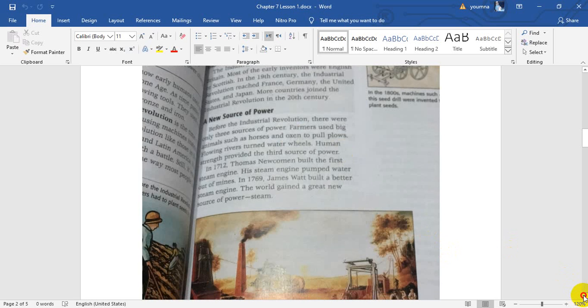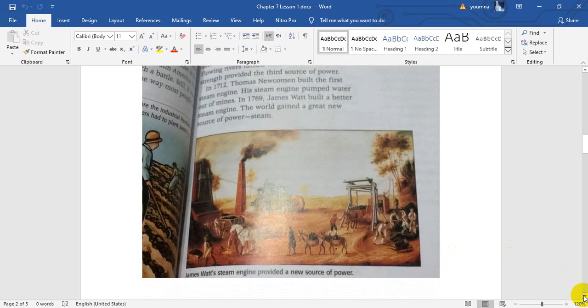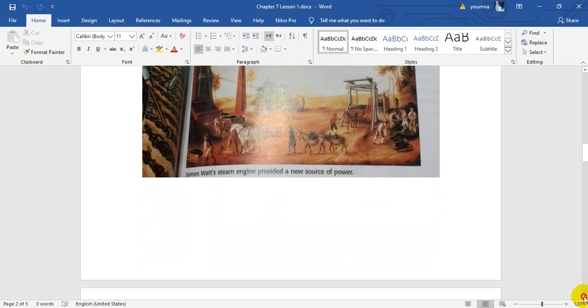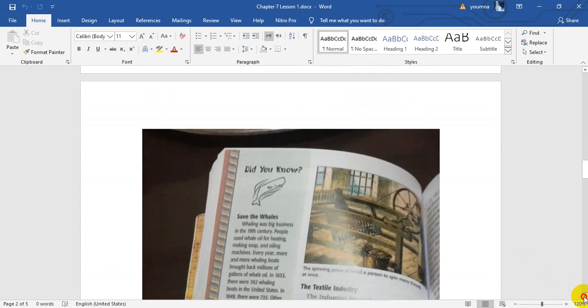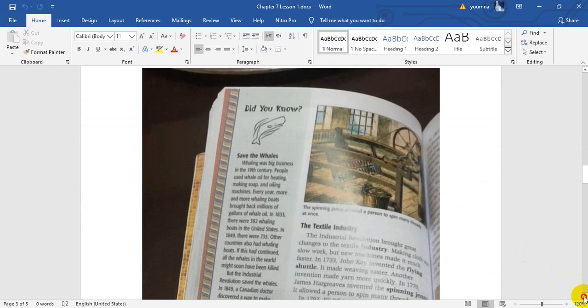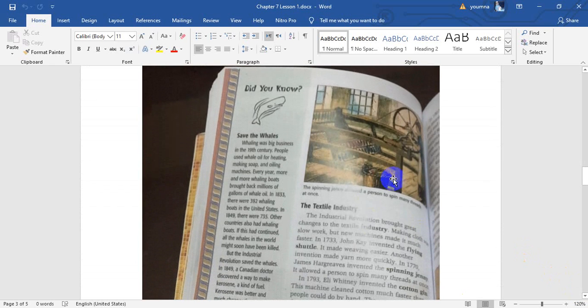Let's see these pictures together. You were using the animals and really simple machines, but after that they used the steam engine. For that you're going to find here the steam. So turn a page with me. Page 100, please. As you see here, guys, at the top, you're going to find a very strange machine. This was called the spinning jenny.